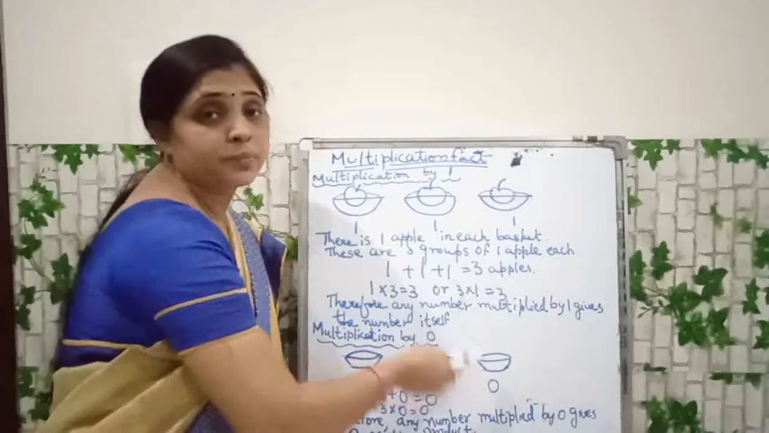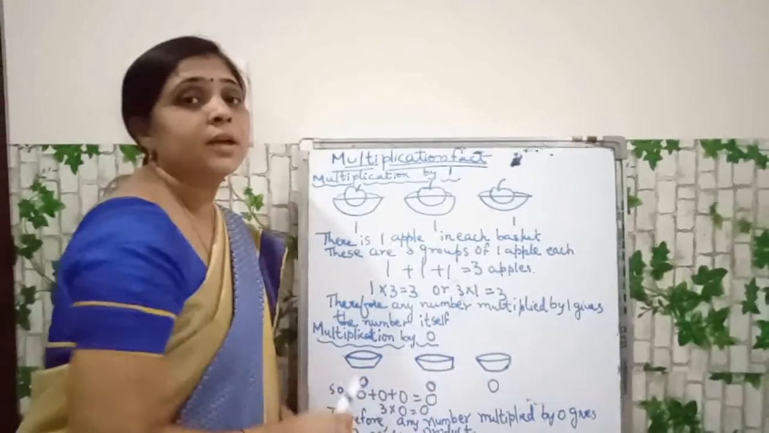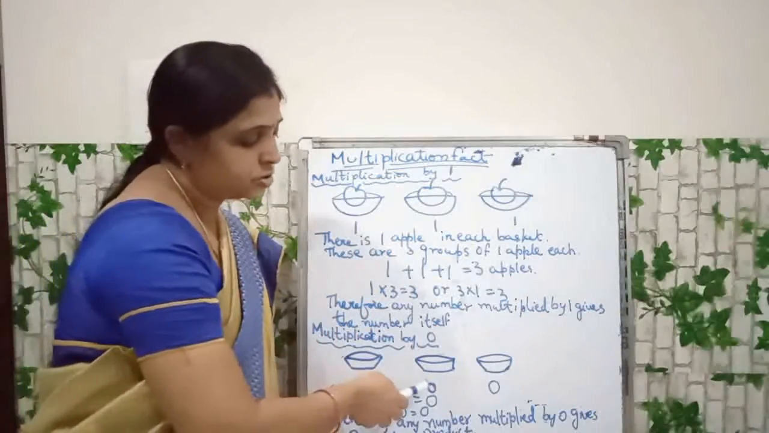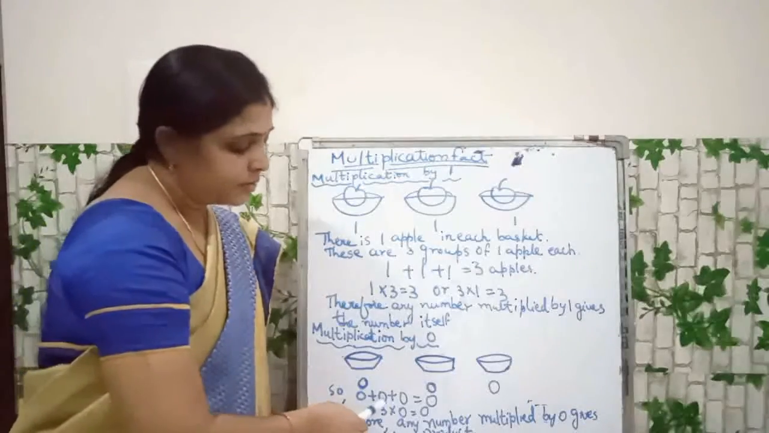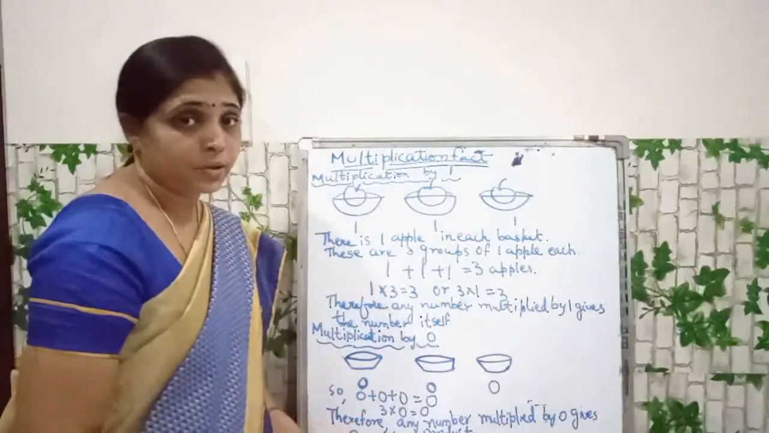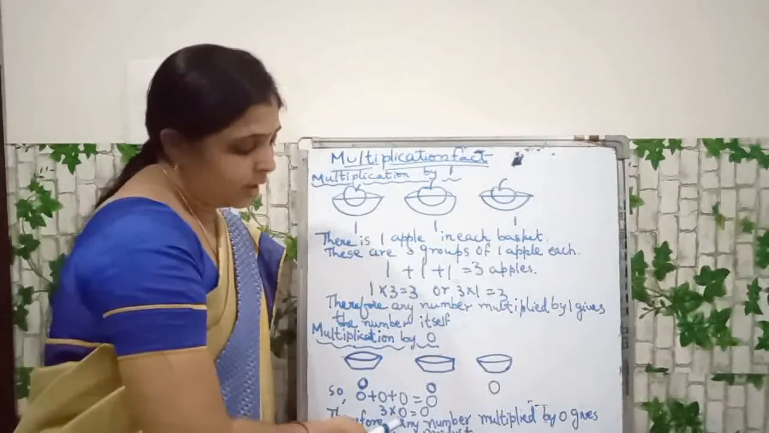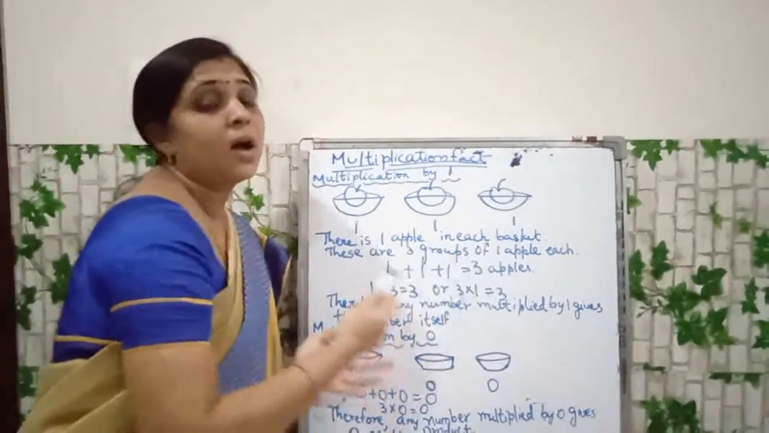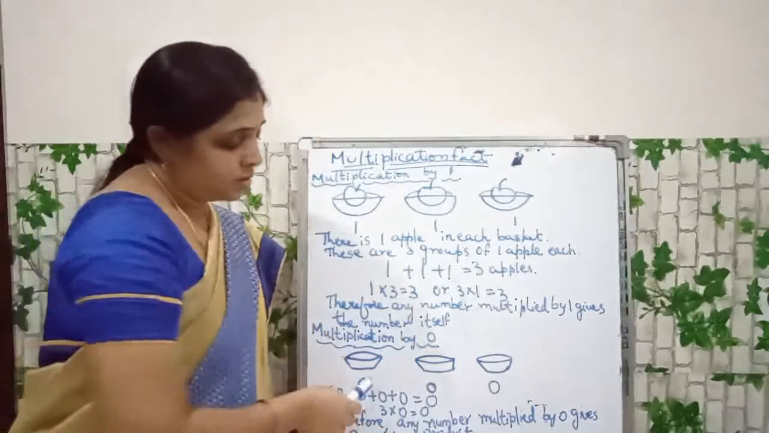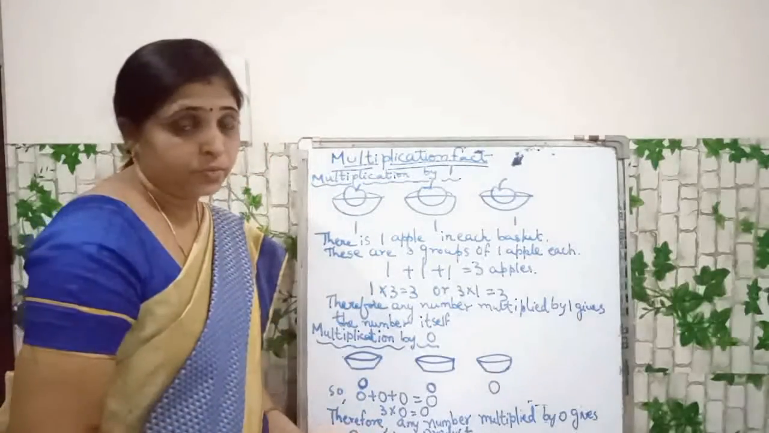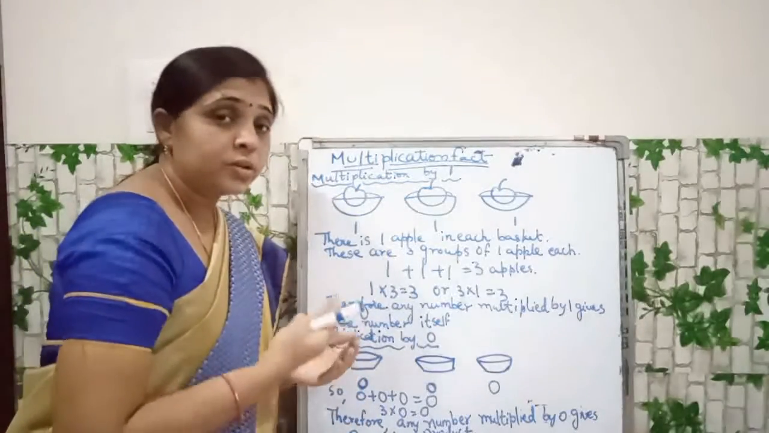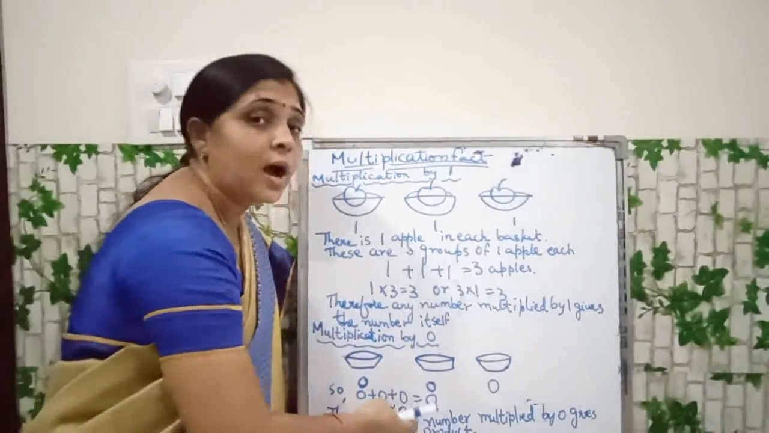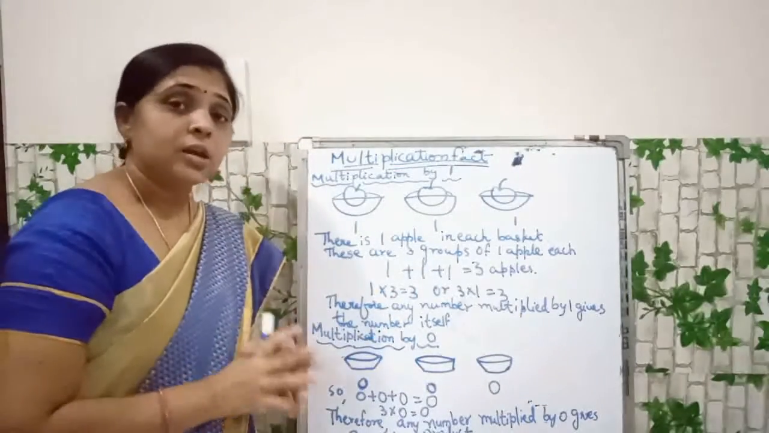There are 3 baskets. In each basket, no apple is there. Nothing is there. So, you have to write 0. 0, 0, 0. Okay? 0 plus 0 plus 0, how much? 0. Okay? So, therefore, any number multiplied by 0 gives 0 as the product. Okay? 3 into 0, how much did you get? 0. So, you have learned that any number multiplied by 0 gives 0 as the product. Okay? Did you all understand, children?